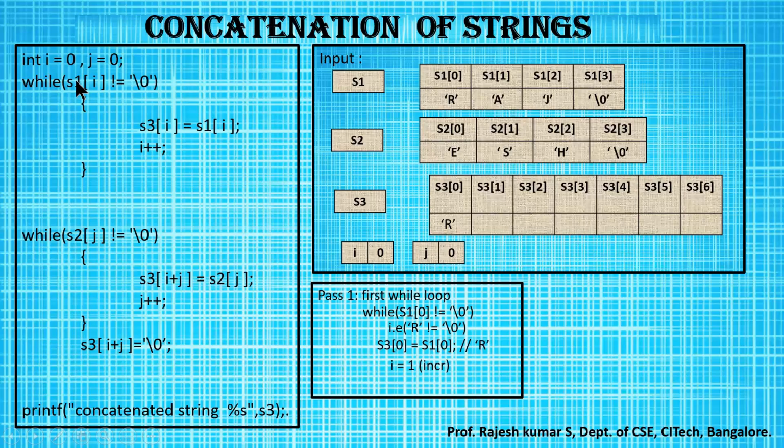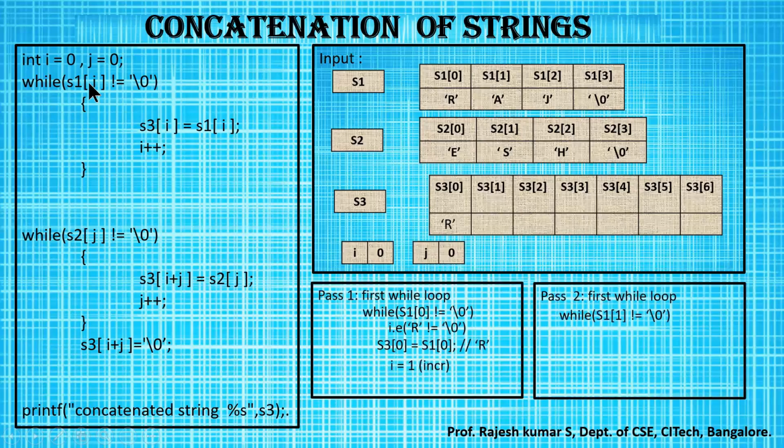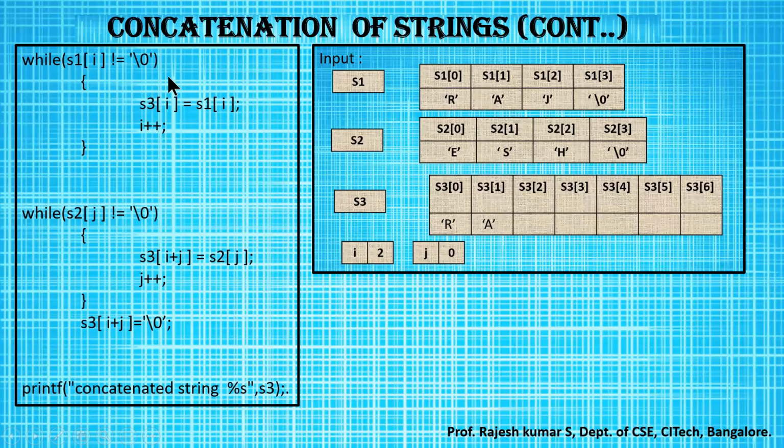Again, I will loop back. When I loop back, I'm checking for S1 of 1. So what is S1 of 1? I'm trying to read the second value present in the S1 array. S1 of 1 is A. A is not equal to null. Yes, the condition is true. Then I'll come inside. I have to copy S1 of 1 to S3 of 1. So S1 of 1 is A. A is copied into S3 of 1. So in place of S3 of 1, A will be stored. Again, I will increment. When I increment, I value will become 2. When I value becomes 2, again I will loop back.